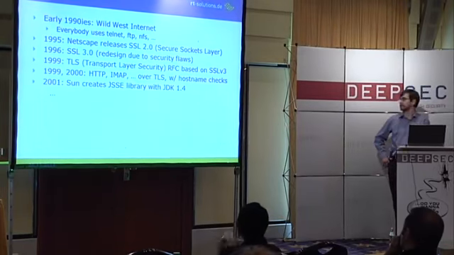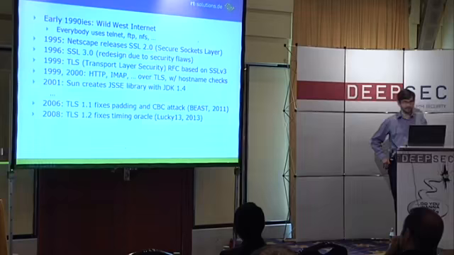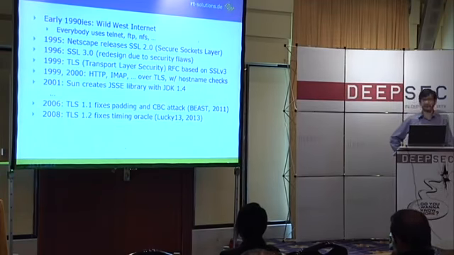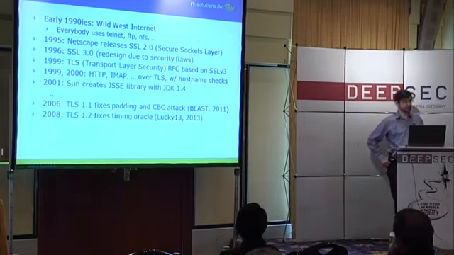Then for a while, nothing of really big importance happened. And in 2006 and 2008, updated versions of the TLS protocols, 1.1 and 1.2 were published. They were fixing theoretical problems which since have been proven to actually exist and be exploitable in 2011 and in 2013.